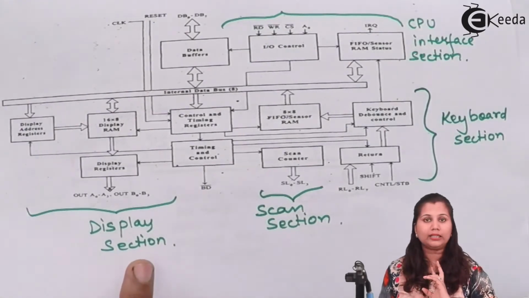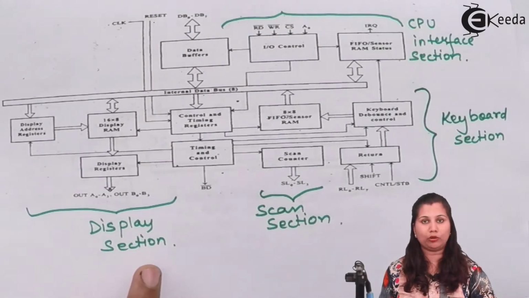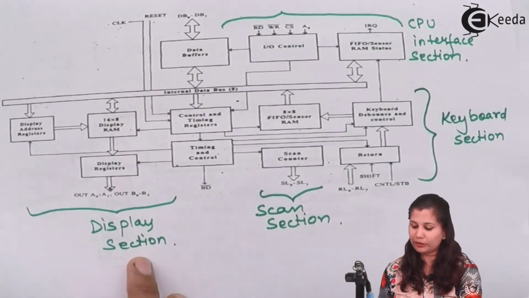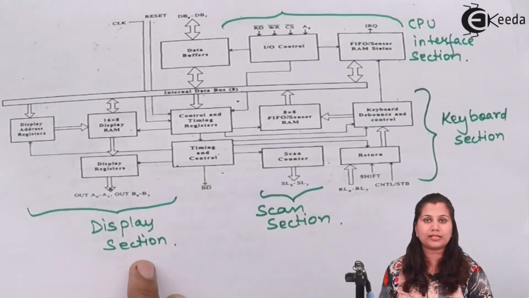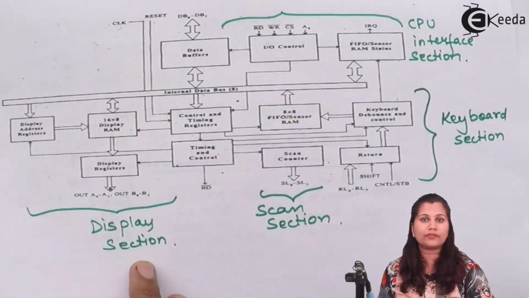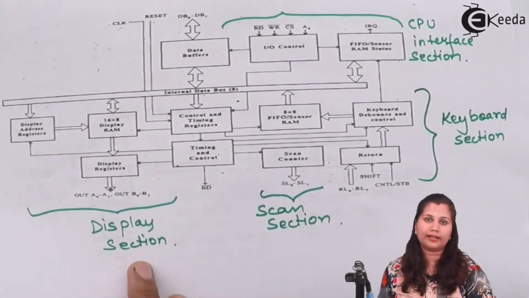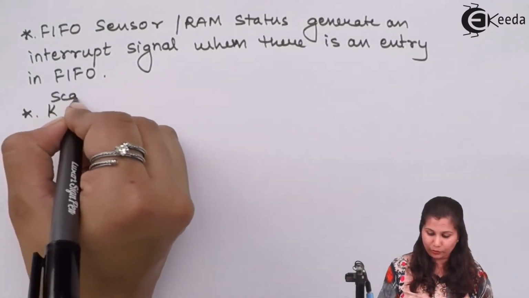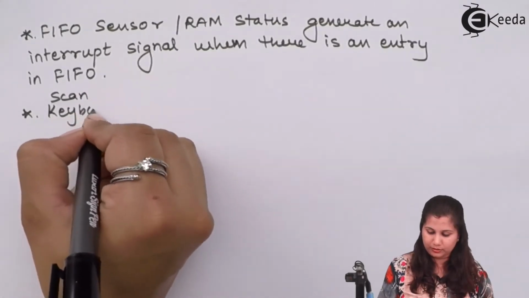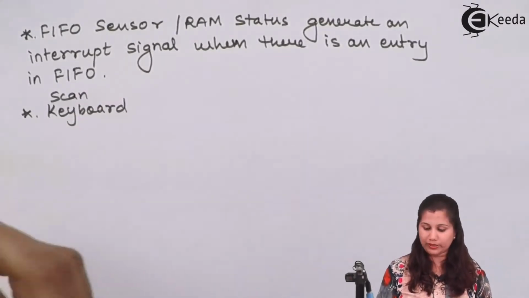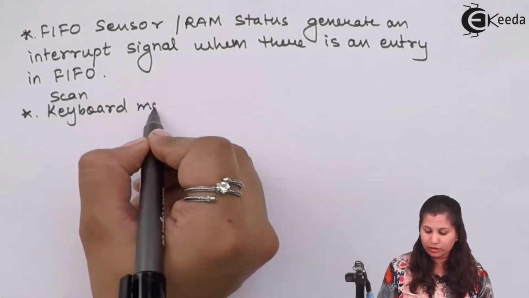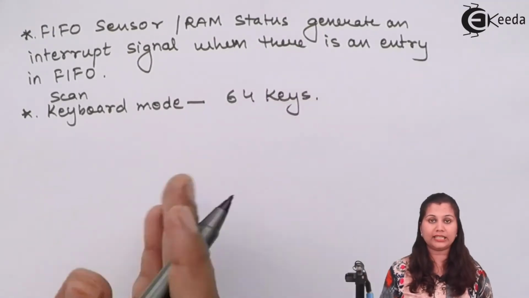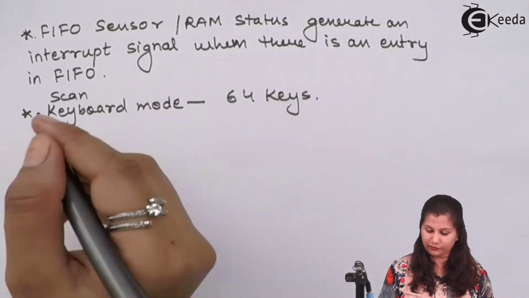So only the function is changed: in keyboard mode, the information about the key which is pressed will be stored, and in the sensor matrix mode, the status of the 64 switches will be stored in the RAM. So here I can say that these are the modes of 8279. In the scan keyboard mode, the information about the 64 keys, whether any key is pressed or not, is stored in the FIFO RAM.